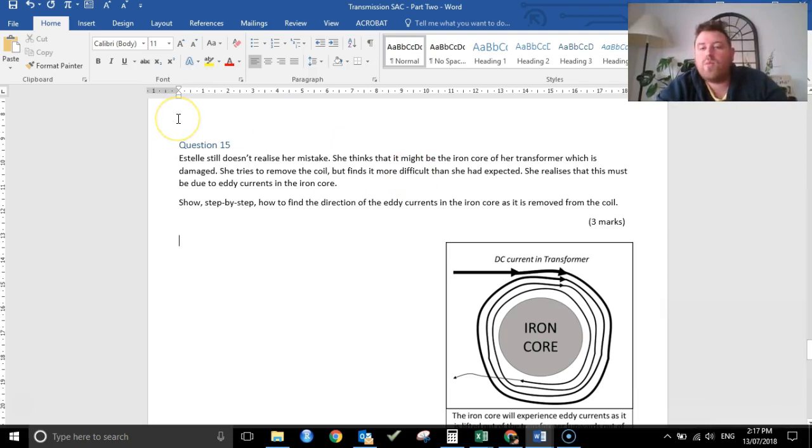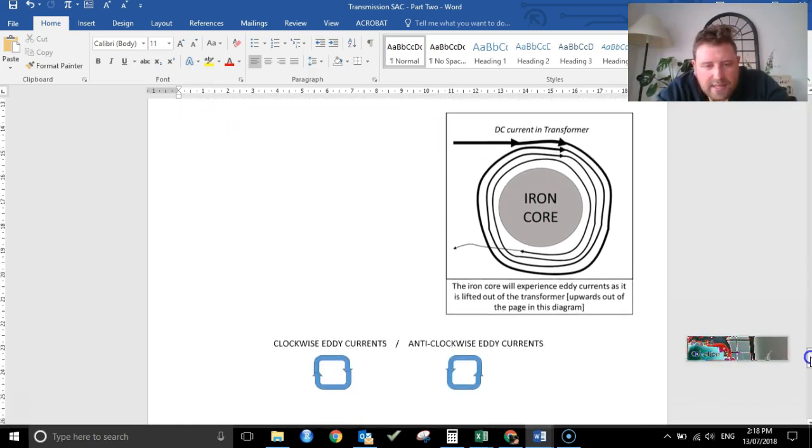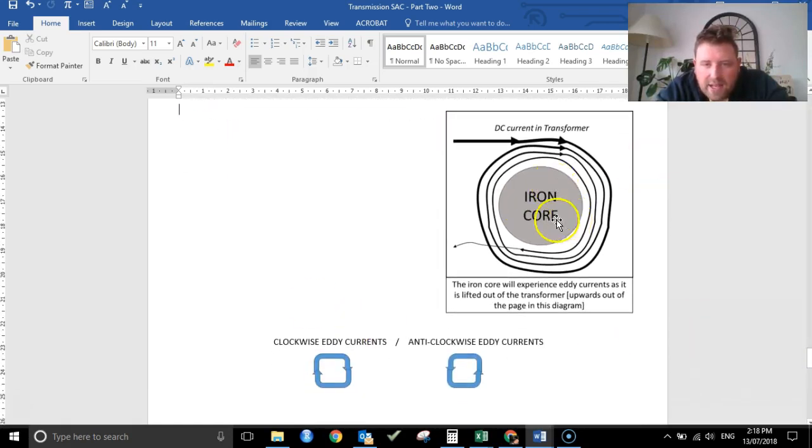But yeah, so we want to work through, and along the way, you want to pepper it with the right terminology. So you want to make sure you're using words like Lenz's law, maybe induction, Faraday, eddy currents, things like that, just to show the examiner that you're au fait with the terminology. Okay, so the thing we're trying to get to is whether the eddy currents are going clockwise or anti-clockwise.